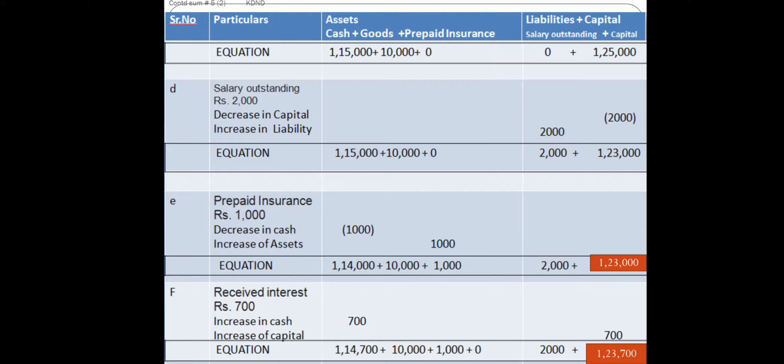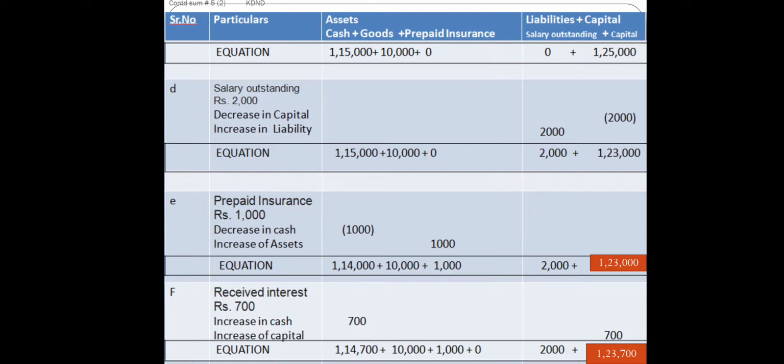Switching towards the next transaction, that is, salary outstanding rupees 2,000. Now in this particular case, salary is yet to be paid. We have not yet paid the salary. If we had paid the salary, the cash would decrease, but here cash will not decrease. So have a look at this. Our liability will increase because it is not yet paid.